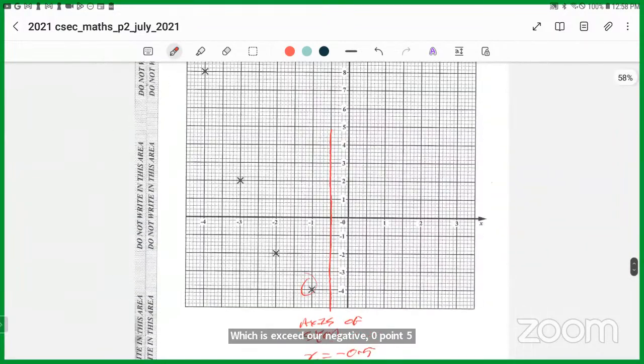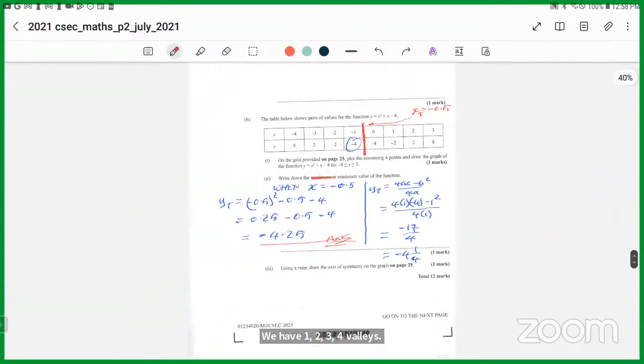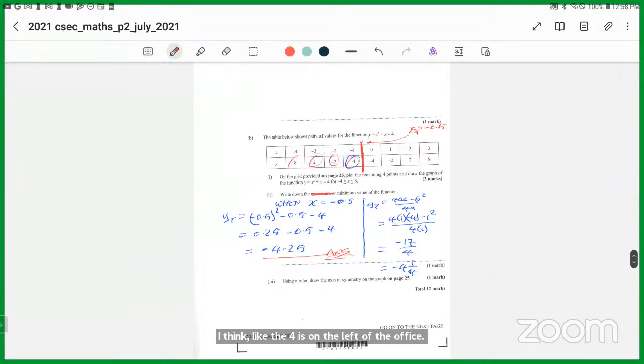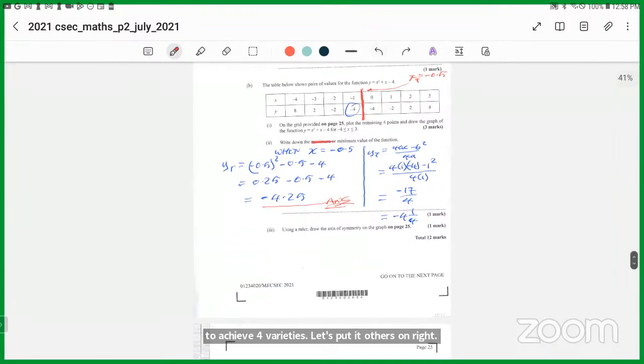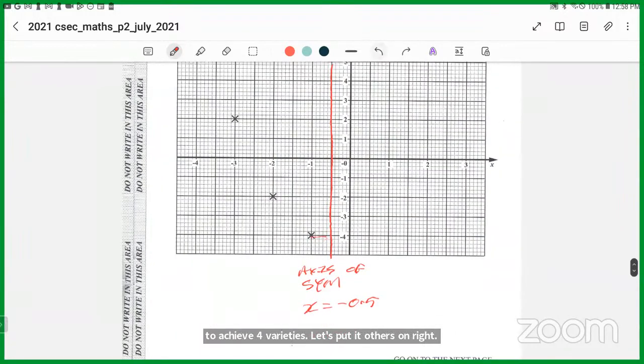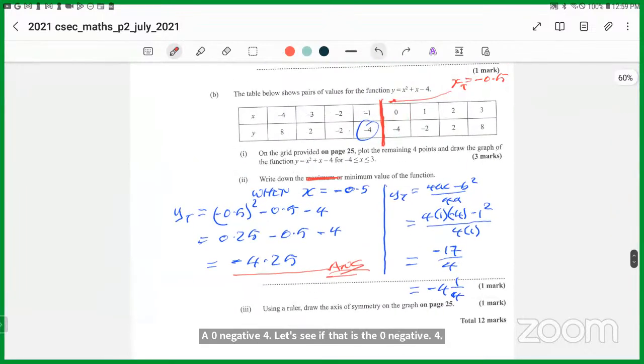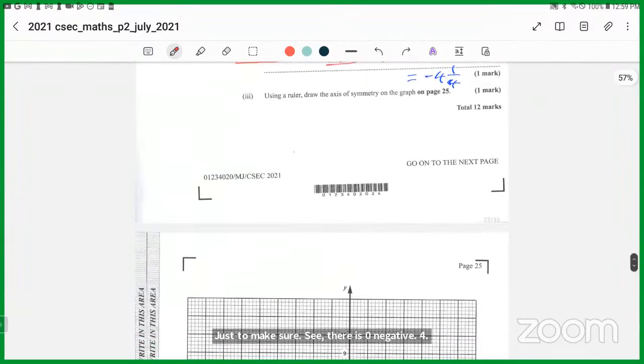We have 4 values on the left of it. Let's put the others on the right. I know that the values are symmetrical, so I don't have to waste time. One unit from this, we know that 1 is right here. That's 0, negative 4. Let's see if that is there. See there, 0, negative 4. Then 1, negative 2, corresponding to this one.